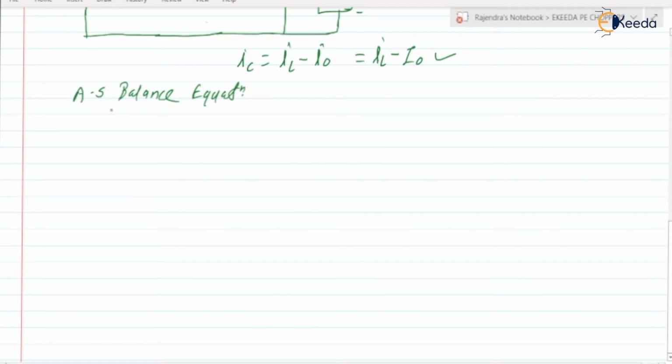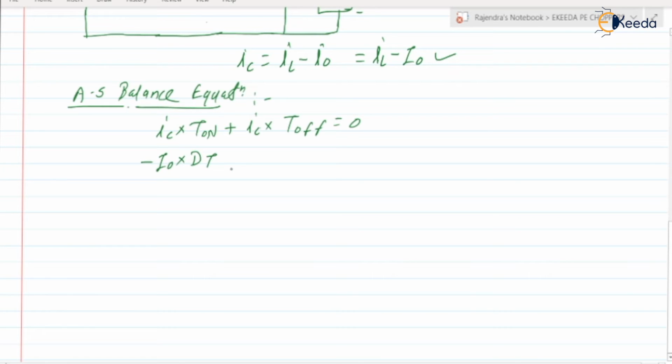Here, the capacitor current IC during T on plus the capacitor current IC during T off is equal to 0. This is the ampere second balance equation. But what is IC during the on state? IC is equal to minus I0, so it is minus I0 into T on.